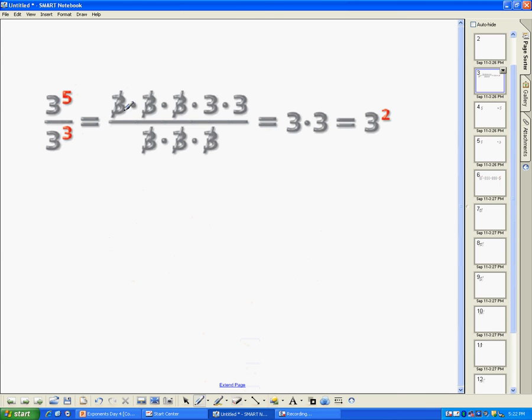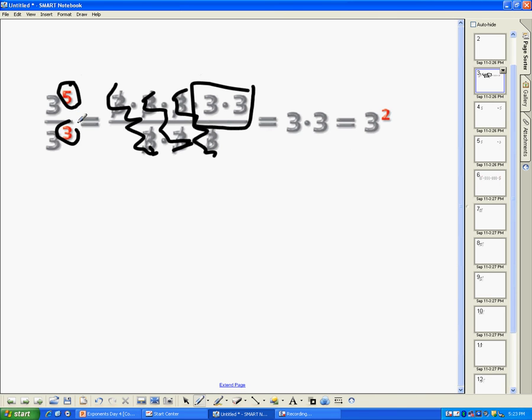Now, if you're ever unsure what the rule is, always write it out in expanded form. 3 to the power of 5 is 3 times 3 times 3 times 3 times 3, and 3 to the power of 3 is 3 times 3 times 3. So when you simplify it, this all cancels out. Anytime the numerator and the denominator are the same, such as 3 over 3, that's just equal to 1 whole because they cancel each other out. That's what's happening here. The 3's over 3's are canceling each other out, leaving me with 2 3's, which is 3 to the power of 2. Or you can simply subtract your exponents.